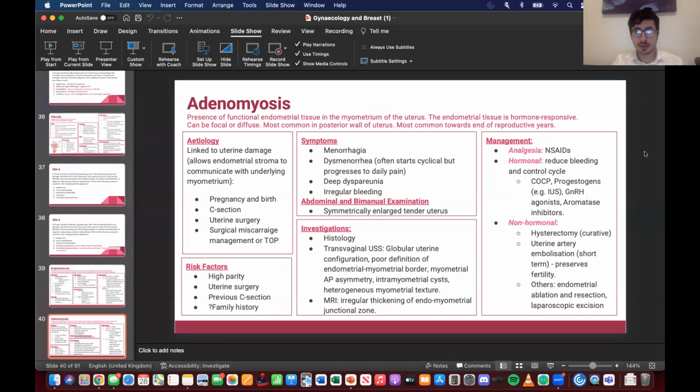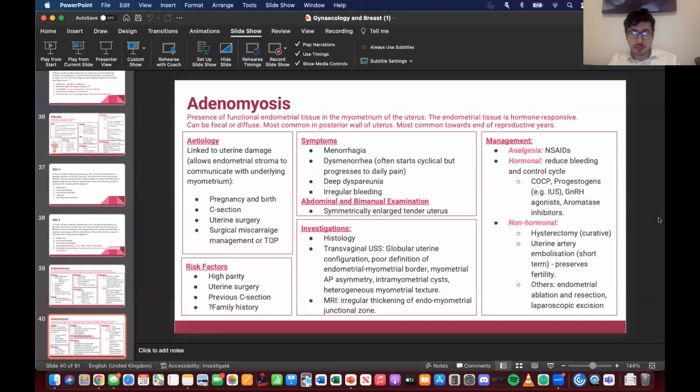What symptoms do you get? Increased heavy bleeding, painful periods. They start cyclical as they are hormonally responsive, but it can progress to daily pain, deep pain on sexual intercourse, and irregular bleeding. The key SPA finding would be an enlarged boggy uterus. So that is typical of adenomyosis.